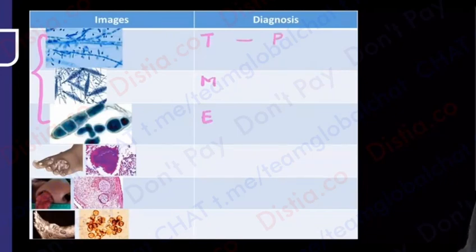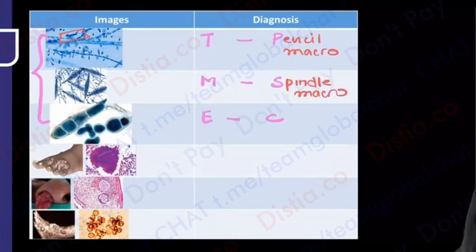And what were we having? We were having P, S and C. What was P, S and C? P was what? We had the pencil-shaped macroconidia. Next, we have the spindle-shaped macroconidia. And lastly, we had the club-shaped macroconidia. That was the story of the macro.